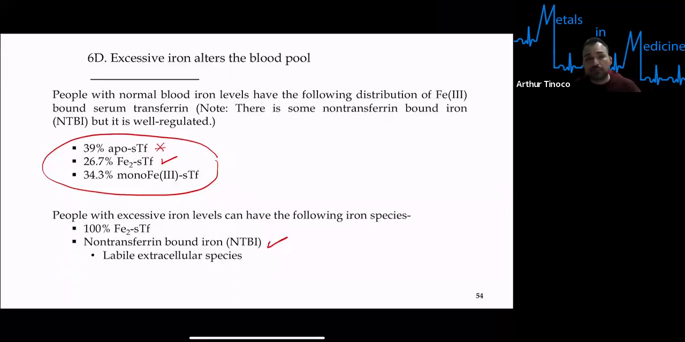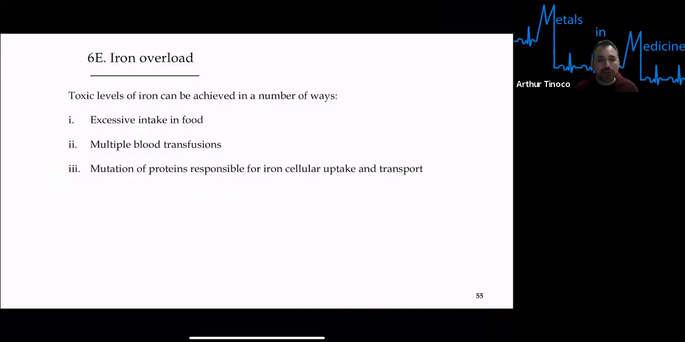And so these labile extracellular species are the ones that can be quite toxic, again, as they can generate reactive oxygen species in a very uncontrolled, unregulated manner. All right, so what are the routes by which to deal with this excessive intake of iron?